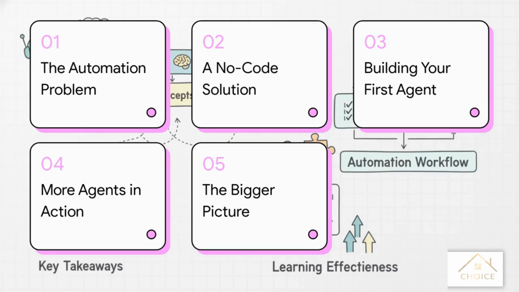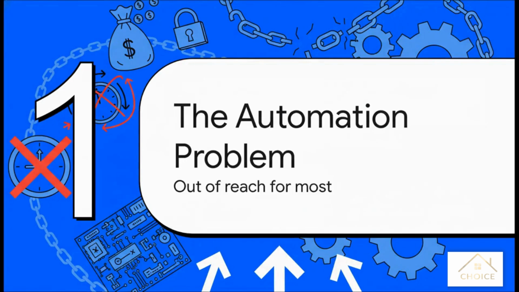So here's our game plan. First, we'll touch on why automation has been so tough. Then we'll look at OpenAI's no-code solution. After that, I'm going to walk you through building your very first agent step by step. We'll check out a few more examples, and then we'll wrap up with the bigger picture and why this all matters. Okay, so let's start with a big problem.